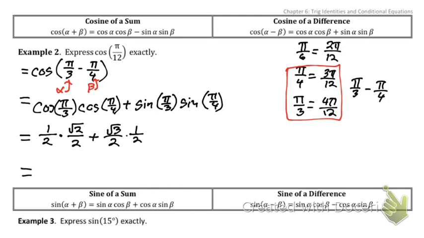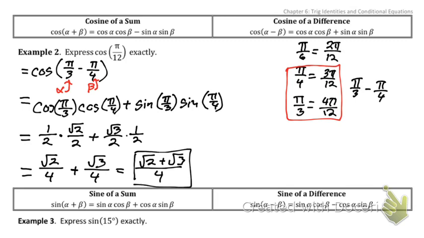That's going to equal 1 times square root of 2 is square root of 2, 2 times 2 is 4, plus square root of 2 times 1 is square root of 3, 2 times 2 is 4. The most we can do is push the fraction together to be square root of 2 plus square root of 3 all over 4. Can't simplify it any further because I can't split it apart in fractions that reduce.